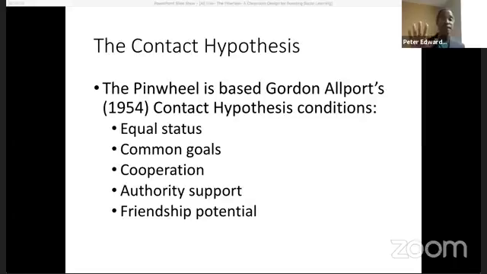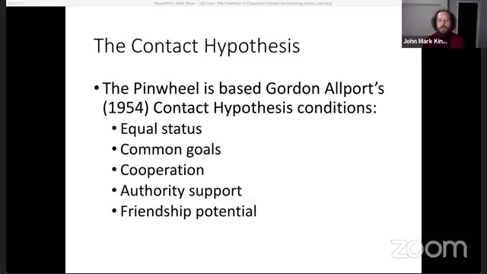And he listed 5, and those are right there: equal status, which is really important for us, common goals, cooperation, authority support, and friendship potential. Those will be kind of the beginnings of the pinwheel. What do you mean, Peter, by authority support?